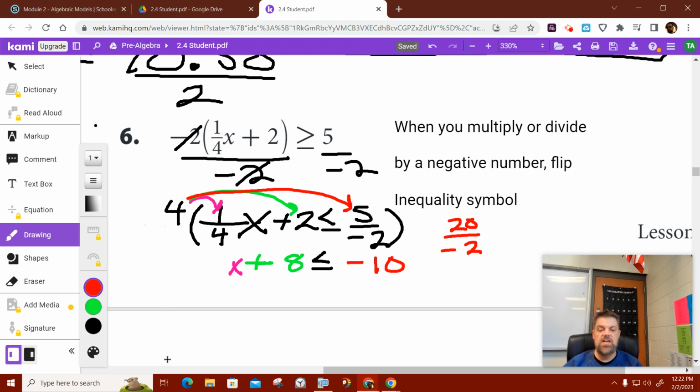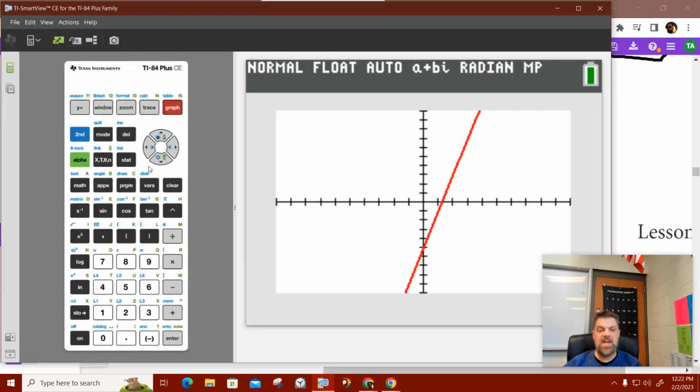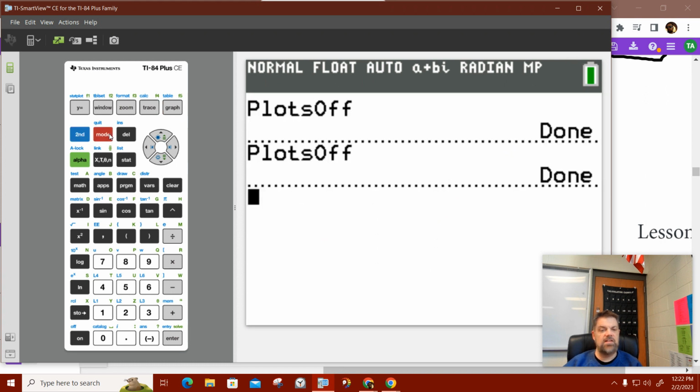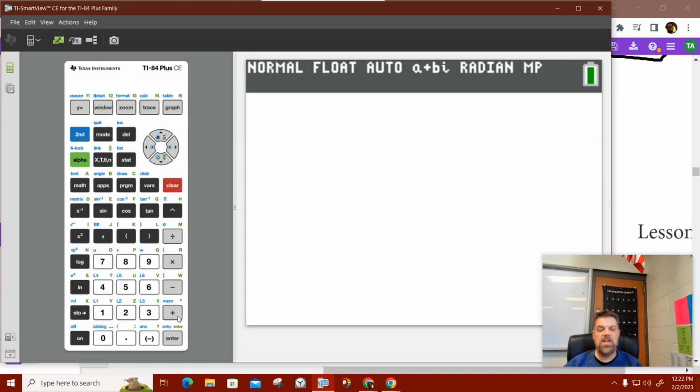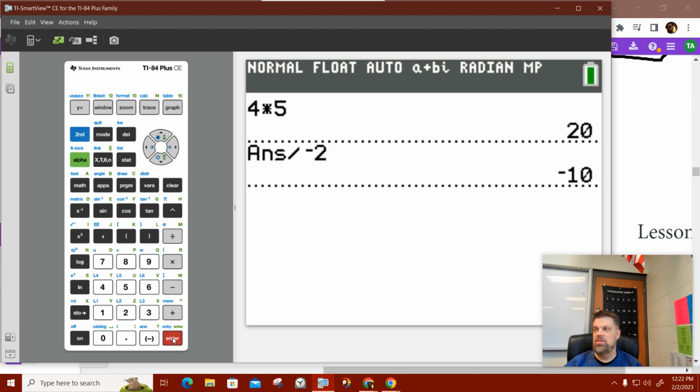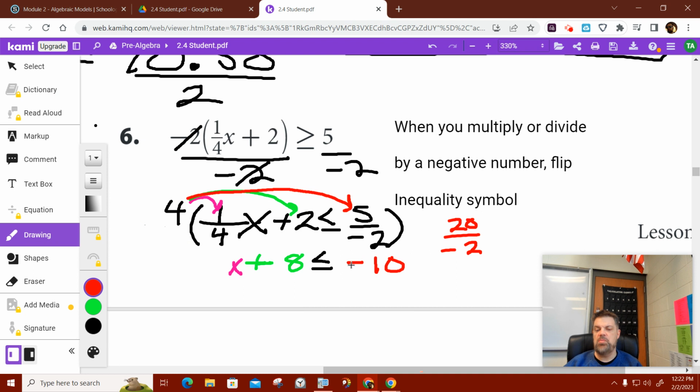So here's the thing. Mr. Adams is doing some math in my head. If you don't feel comfortable doing math in your head and you're afraid you're going to make a mistake, do this. Say 4 times 5 equals 20. Then divide it by negative 2. Because if I don't put a negative 10 here, it makes the rest of the problem wrong. So just use the calculators if you're not 100% sure.